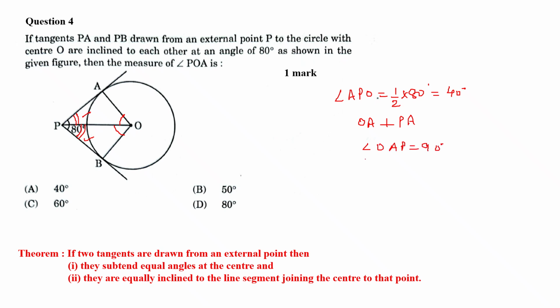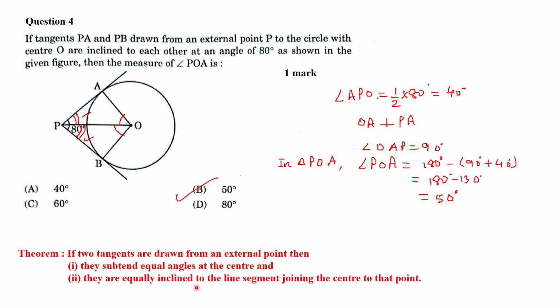And using angle sum property, I am going to find POA. I am taking triangle POA. So angle POA will be 180 degree minus sum of the remaining two angles, 90 degree plus 40, which will give me 90 plus 40 is 130. So 180 minus 130 is 50 degree. So option B.